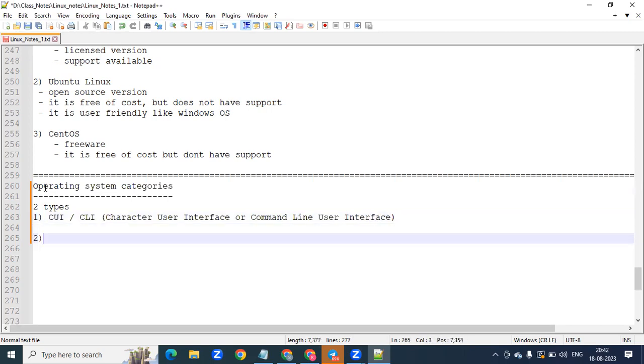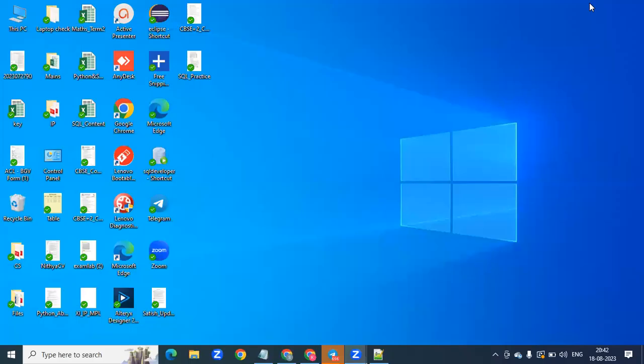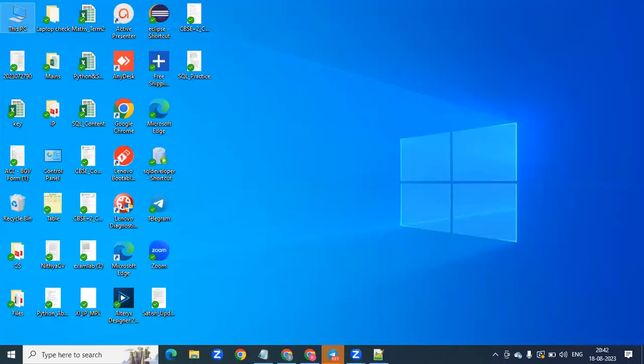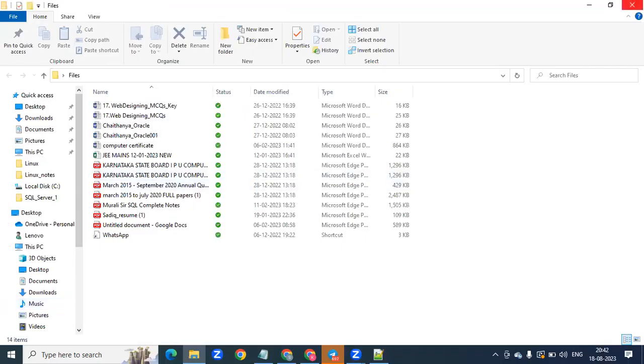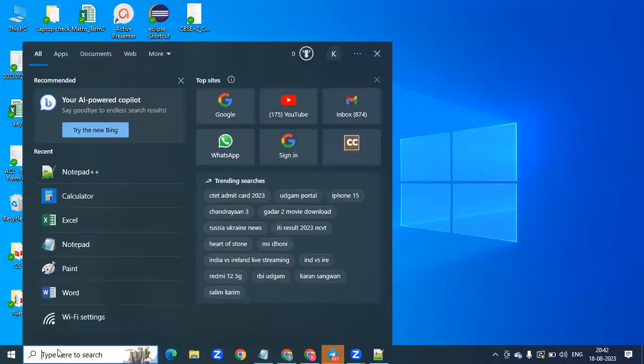The second one we have is GUI, graphical user interface. See, what we are using here is nothing but GUI. Here we have some folders. If you open this, we have these folders, files. That is what we consider as graphical user interface.